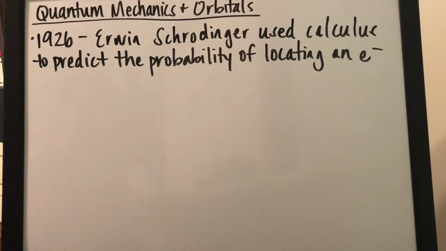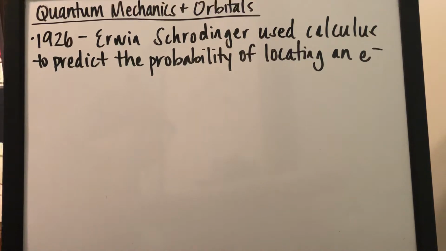Okay, so to start off, we are talking about the discovery of something called orbitals, or atomic orbitals. This was 1926, and there was a scientist by the name of Erwin Schrödinger, and he was a mathematician, and he used high-level calculus and looked at some very intense equations, and he used these equations based in calculus to predict the probability of locating an electron in an atom.